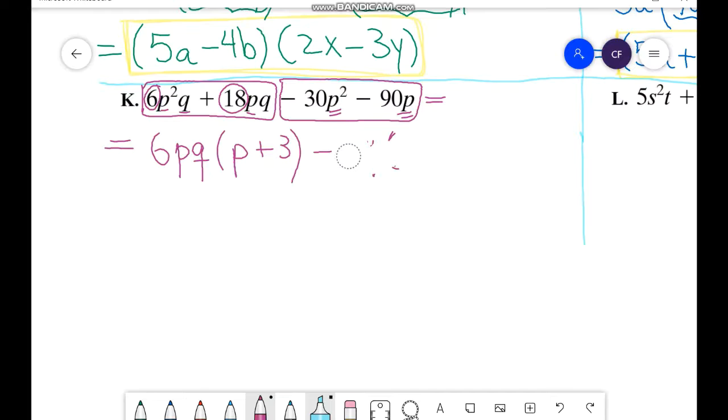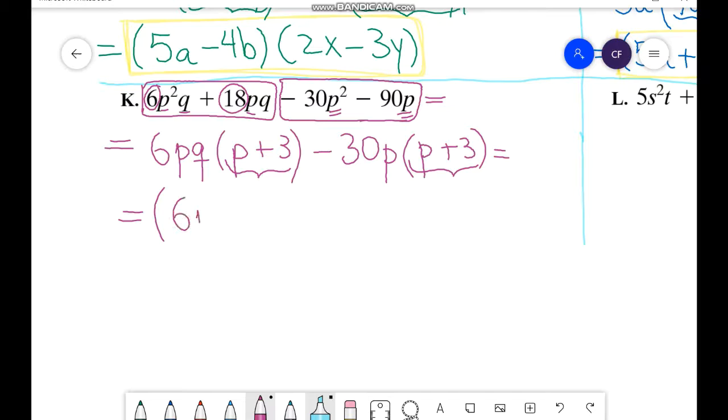Let me write down a little bit better here, please. 30p times p plus 3, right? This is sweet because we have the same binomial on both terms here. We can factor out the binomial, and we will have 6pq minus 30p times p plus 3.